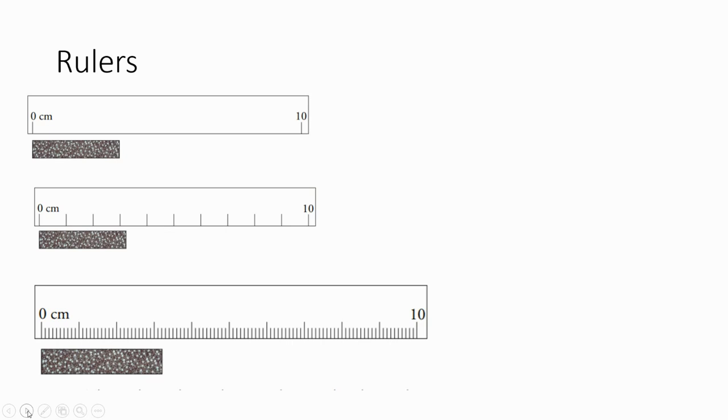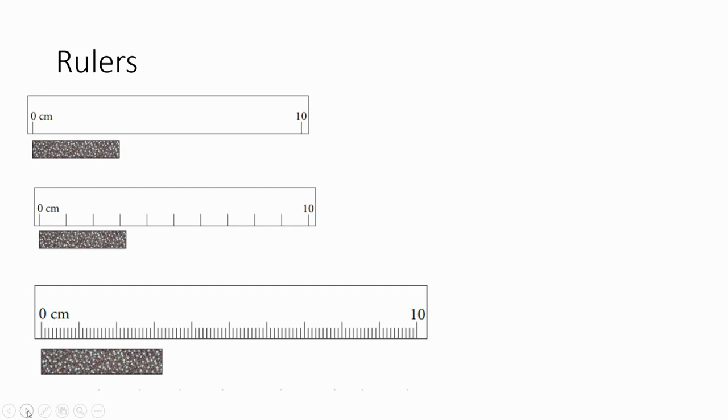So let's look at an item that we've already talked about in class. How about a ruler? I have the same object, but 3 different rulers. And I want to make a measurement of the length of that object. And I'm going to assume that the object starts at 0 centimeters for all 3 rulers. In the first ruler, I have a pretty crude instrument. It has 2 marks on it, 0 centimeters and 10 centimeters.